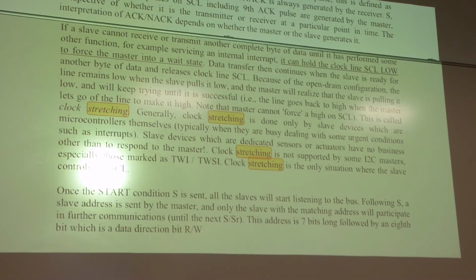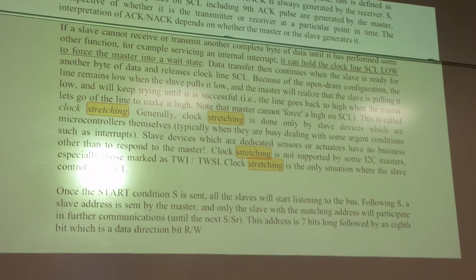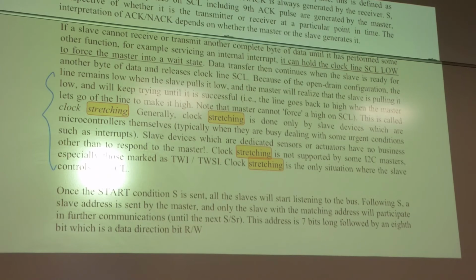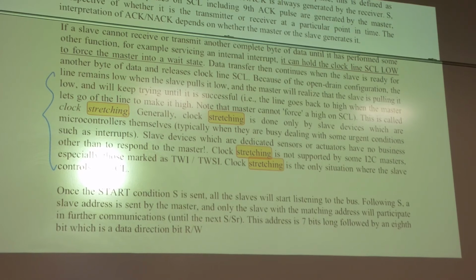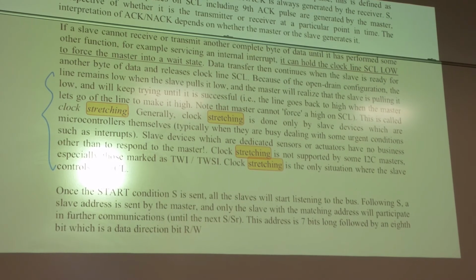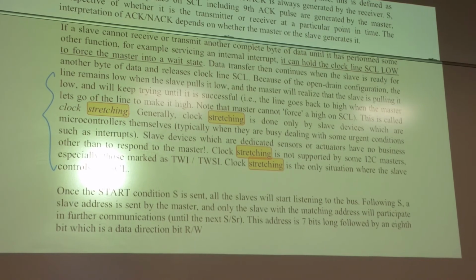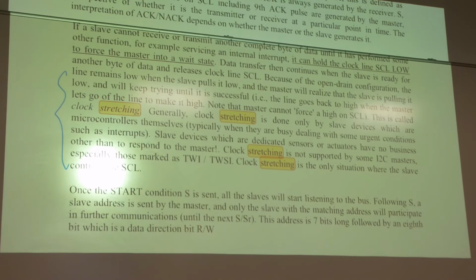Okay, so here this is the pull down, the low. Just pull the clock down. Pull the clock down. Clock stretching. So here is talking about clock stretching.